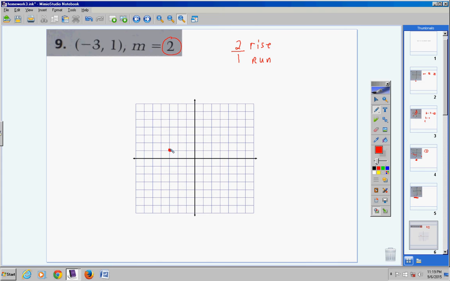So from this point, you rise 2. 1, 2. Then you run 1. Now would you go to the right or to the left? Well, you tell me, is the slope positive or is the slope negative? If the slope's positive, you go to the right, which makes sense. If the slope is negative, you go to the left.